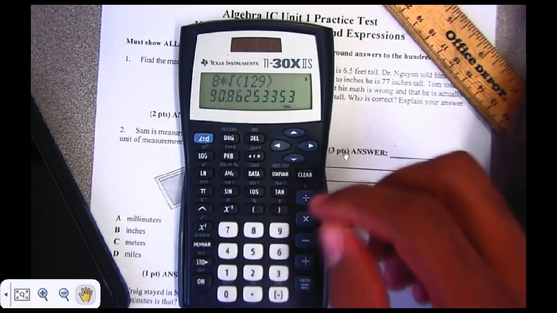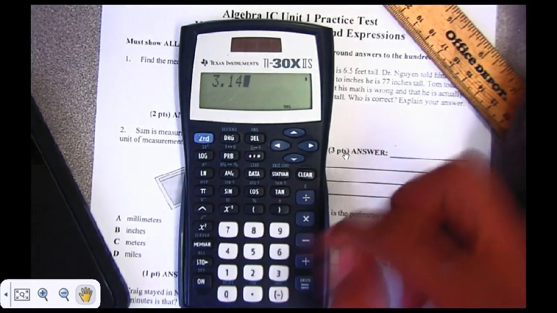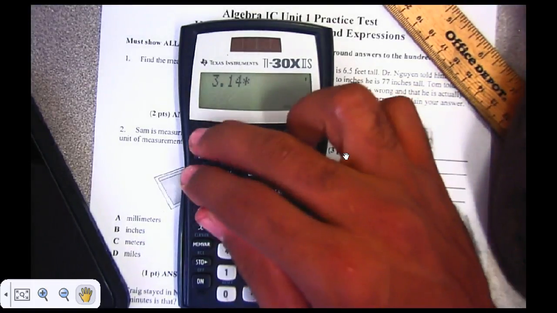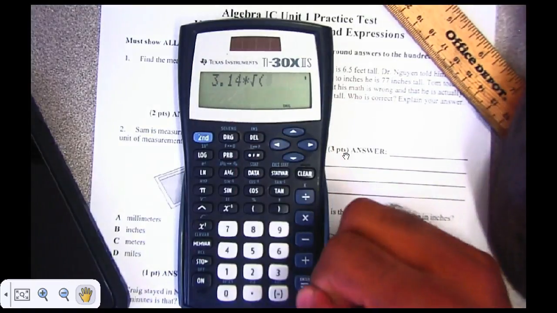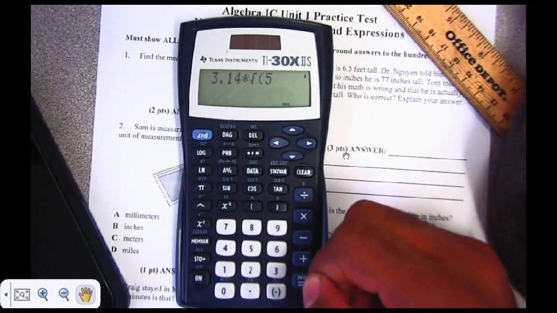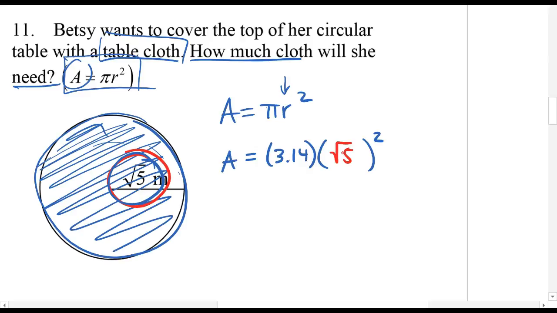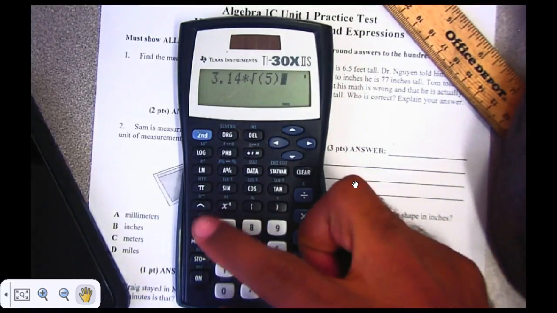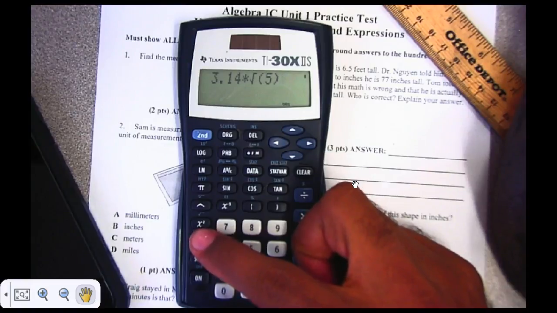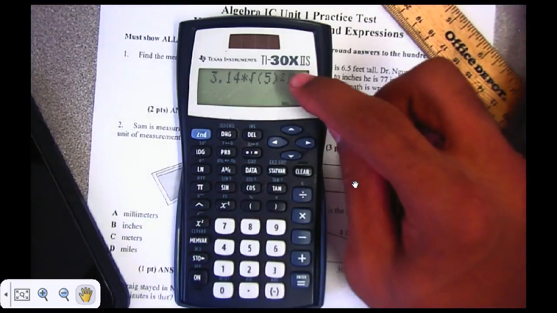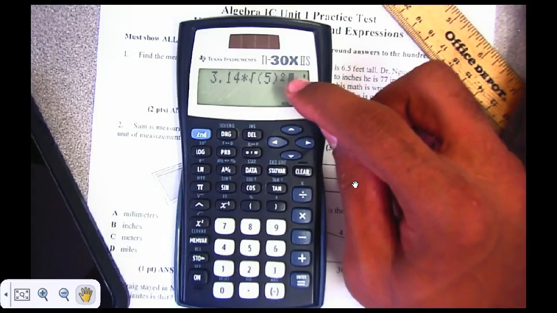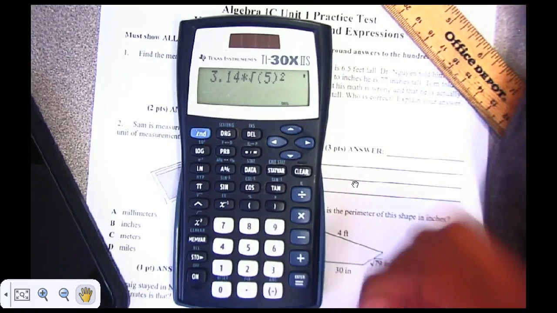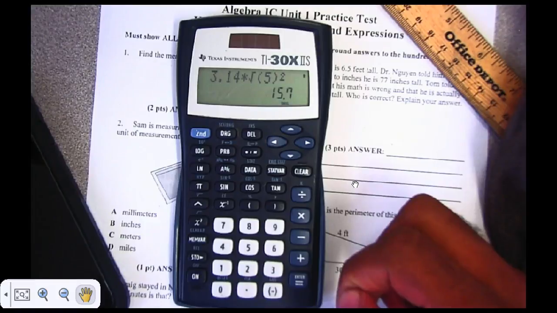Okay, so what I'm going to do is 3.14 times, and now I'm going to do the square root of 5. But remember, it was the square root of 5 squared. Okay, this whole thing squared. So what I'm going to do on the calculator is put parentheses here to close it, and then I'm going to hit this button here that says x squared, so I can get the little 2, the x squared there. Okay? So now I hit enter, and I get 15.7.